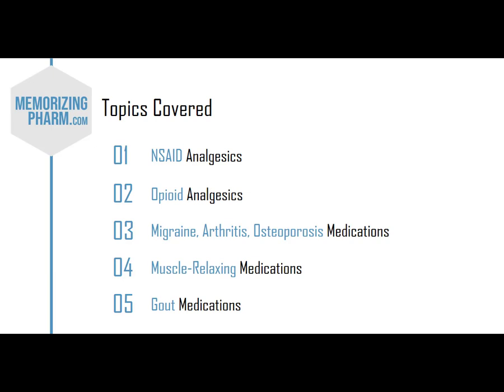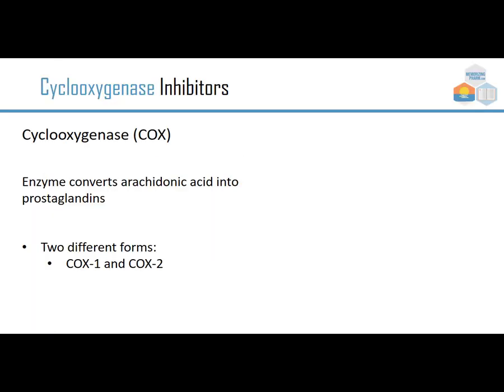Part 2 will be the opioid analgesics. Part 3, migraine, arthritis, and osteoporosis. 4, muscle relaxation, and then 5 is for gout. So let's start with NSAIDs.